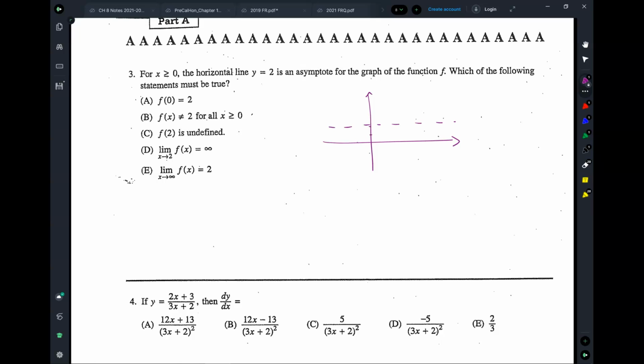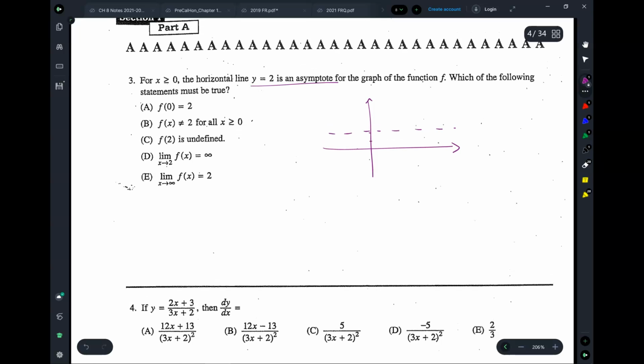What does it mean that you have a horizontal asymptote? Where do asymptotes take effect? Close to the origin or at the infinities? At the infinities. So this means that the limit of f of x as x approaches infinity is the same as the limit as x approaches negative infinity, and that's equal to 2. That's what the asymptote means, really.